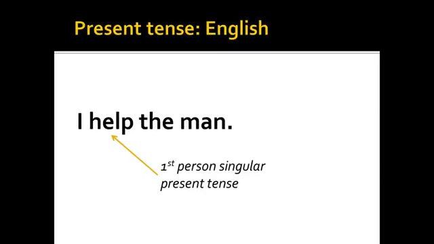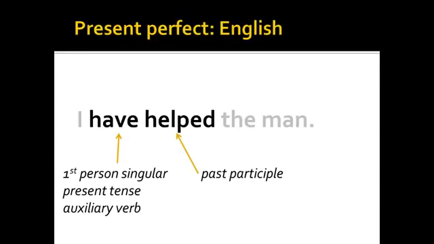Now, I can take this same sentence and change it into the present perfect tense by doing two things. First thing I'm going to do is take the verb help and change it into a past participle, helped. Once I've changed it into the past participle, I still need something that agrees with the subject of the sentence, I. So, in this case, in English, I use the helping verb, the auxiliary verb, have.